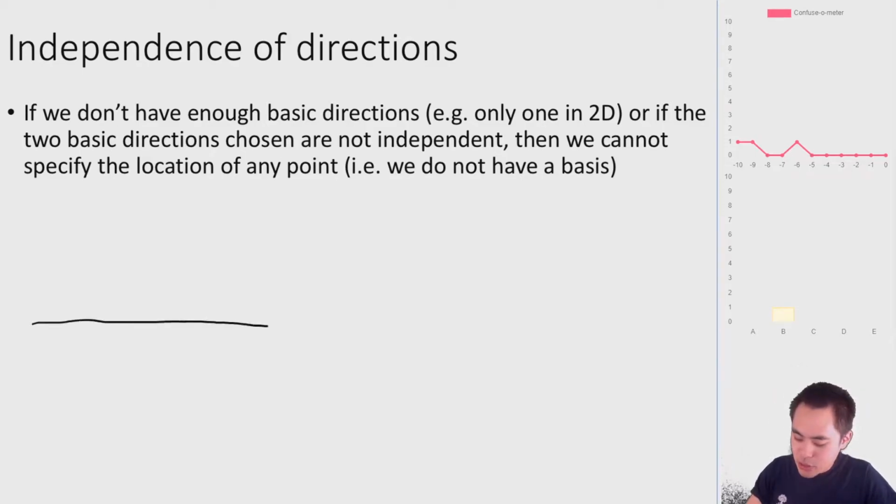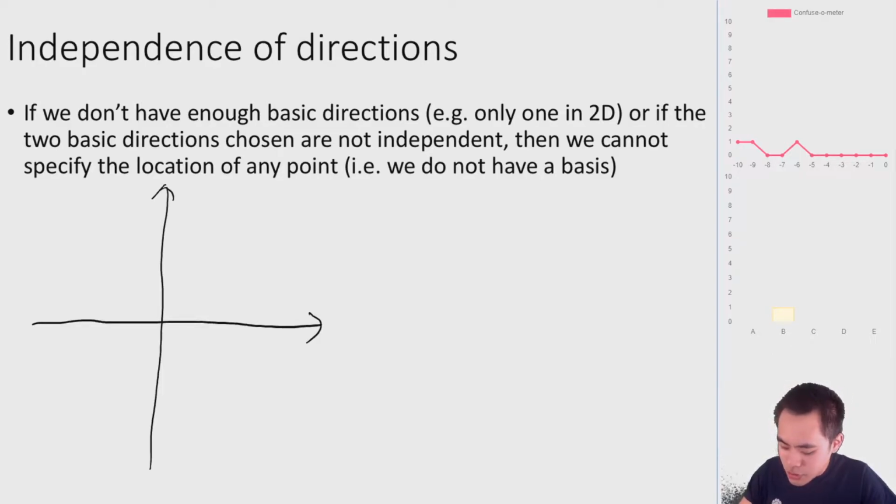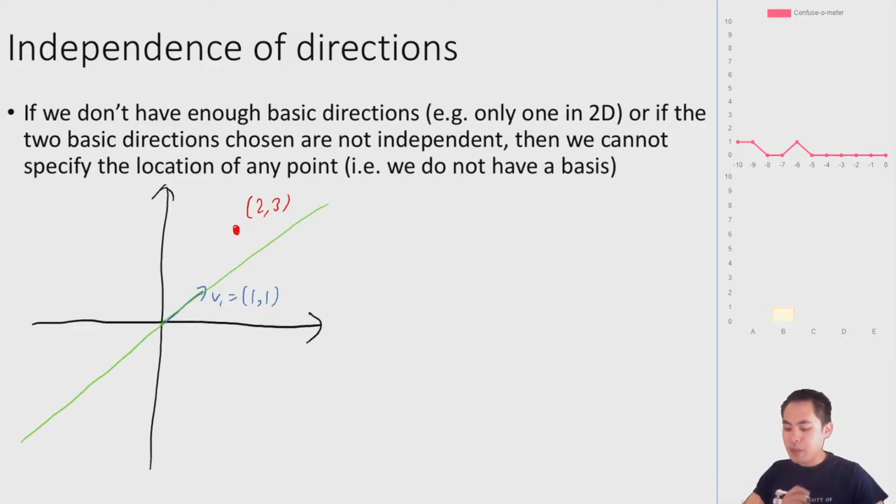And let's see this. So if we happen to only have 1 direction, let's say we only had the direction 1, 1, so let's say v1 is equal to 1, 1. If we only had that direction, then this point here, 2, 3, is off of the axes that we're allowed to use. Because you can only specify points that are along this green line here. So unfortunately, you can't specify any point in 2D. You can only specify a subset of them. And so this is not a basis, because you don't have enough information. You can't ever use enough information with just 1 basic direction to specify a point on the 2D plane.